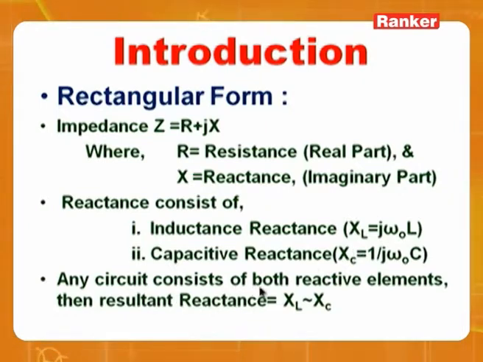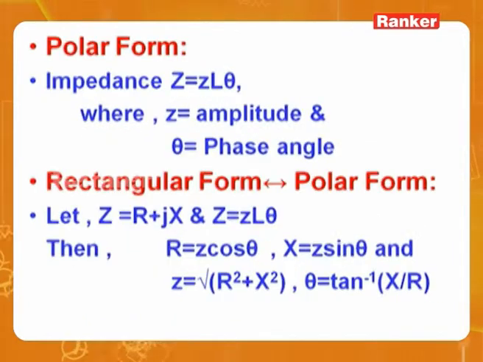Any circuit consists of both reactive elements, then the resultant should be taken. The resultant is taken as XL and XC difference. This is not minus, this is difference. Why do I say difference? Sometimes XL may be higher, sometimes XC may be higher, but the resultant is difference of those two. That's the small idea about rectangular form.